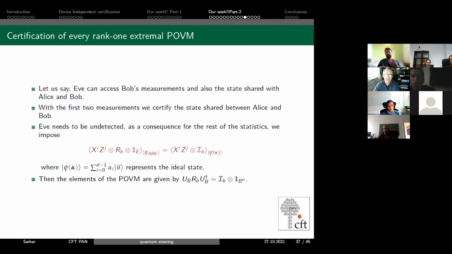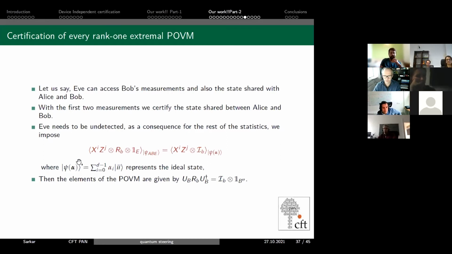Now, again, we can go back to the scenario where there is some Eve, and she can actually have access to Bob's measurements and also the state which is shared between Alice and Bob. So as we proved before, even in presence of Eve, with the first 2 measurements, we can actually certify the state which is shared between Alice, Bob, and Eve to be the ideal state times some junk. Now again, what is needed is that Eve has to be undetected in whatever she does to the state or Bob's measurement, because if she gets detected, then Alice and Bob can just throw away all the runs of the experiment and start again. Then Eve won't be successful to intrude in any way on their protocol.